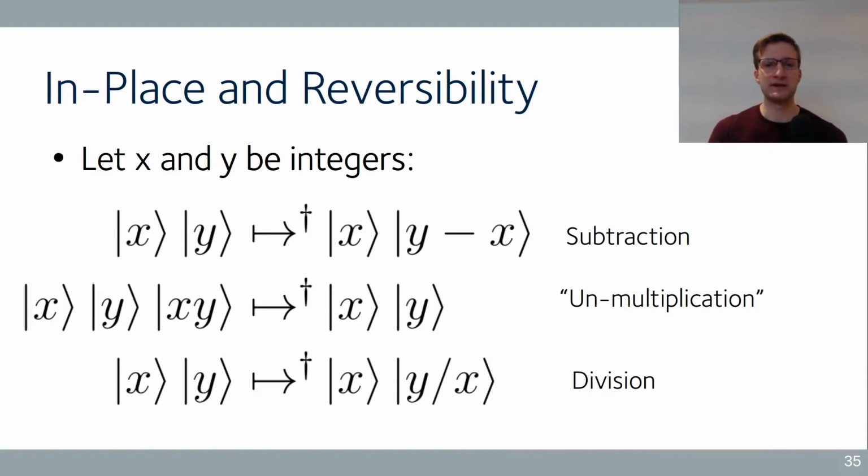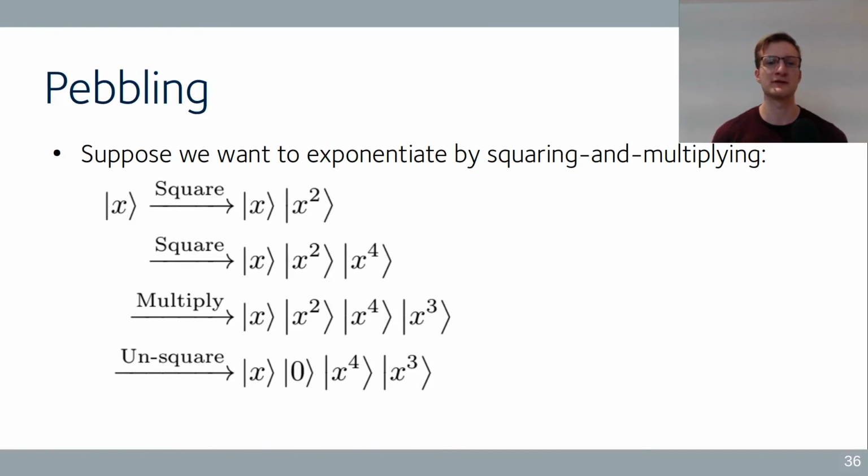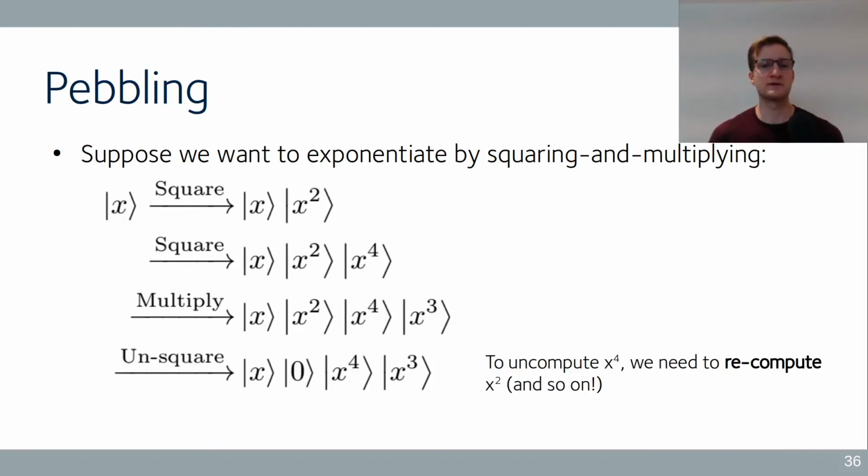The problem is, if we have only out-of-place operations, then we run into these pebbling games. So suppose we're trying to exponentiate by squaring and multiplying. So here we square and we square again and we multiply. But now we have these two extra registers with x squared and x to the 4 that are just sort of junk again. We don't really need them for the full exponentiation. And so we'd like to reuse those qubits. To do that, we would have to uncompute the square. But now if we want to uncompute x to the 4th, we need to recompute x squared, to use it to uncompute x to the 4th. And then if we want to uncompute x to the 8th, we would need to recompute x to the 4th again. And so this is a whole problem.